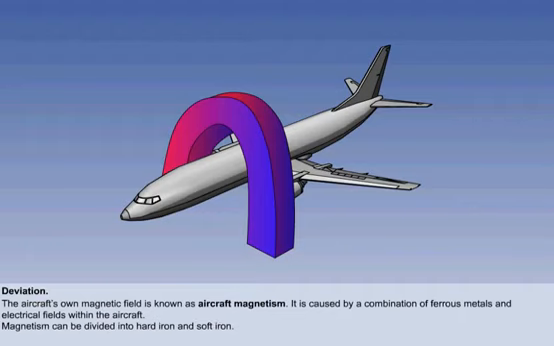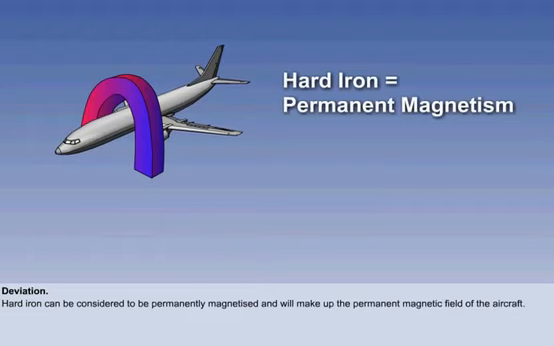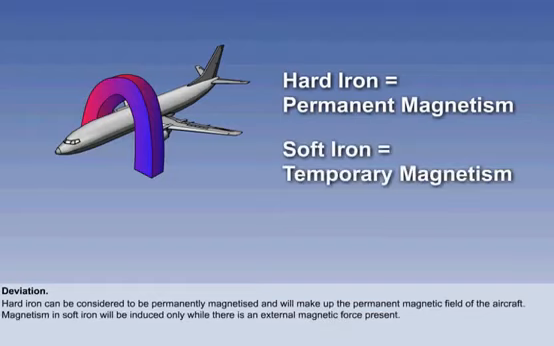Magnetism can be divided into hard iron and soft iron. Hard iron can be considered to be permanently magnetized and will make up the permanent magnetic field of the aircraft, whereas magnetism in soft iron will be induced only while there is an external magnetic force present.